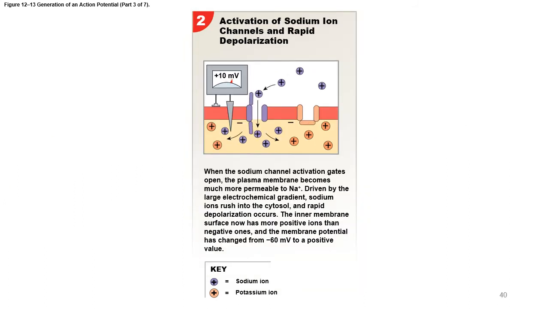When the sodium channel activation gates open, the plasma membrane becomes much more permeable to sodium ions, and it's driven by a large electrochemical gradient, whereas there's a lot more sodium outside and they rush in. The inner membrane surface has now become more positive as a result, and the membrane potential changes from -60 to a positive value. It goes all the way to +10 millivolts there.